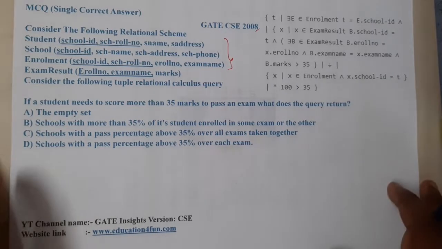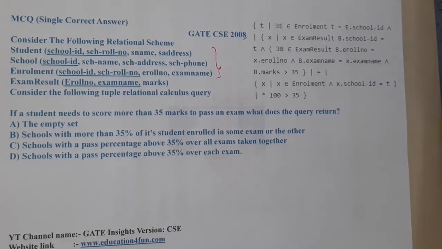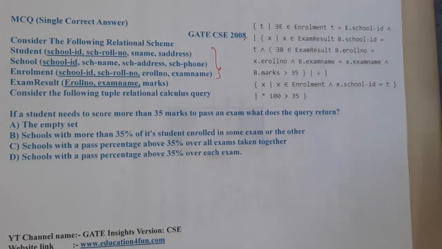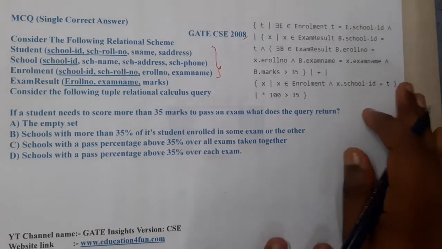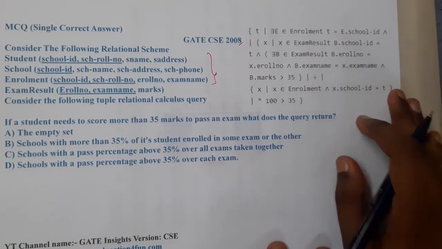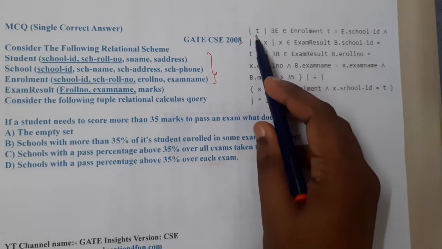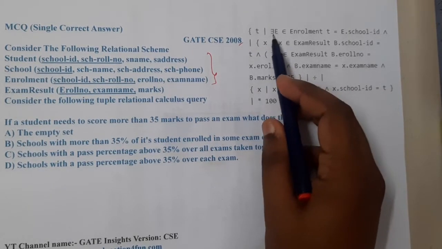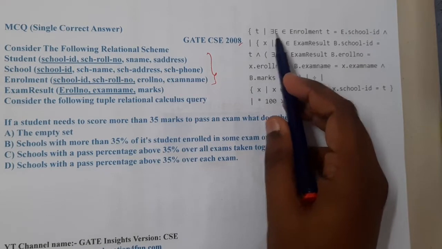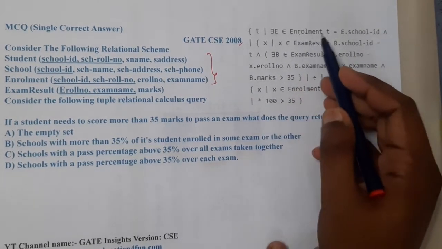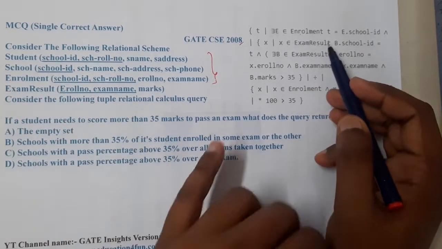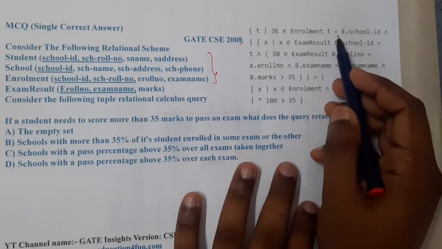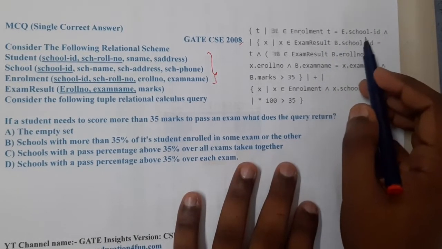Let us start analyzing this query, because it is written in tuple calculus. It might be a bit complex, so let us concentrate. The first thing they are saying is that tuple t is selected for some e belonging to enrollment. So from enrollment we took one record and we started checking t equals e dot school id.